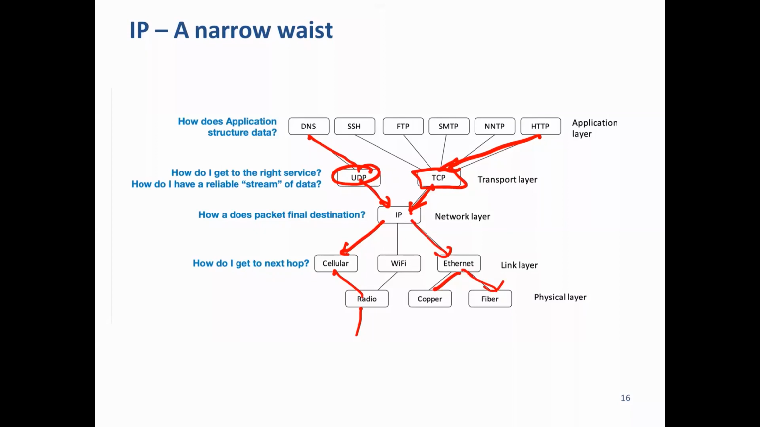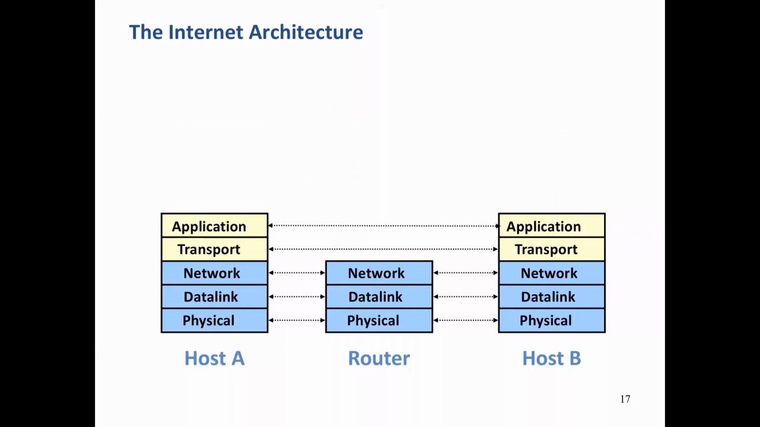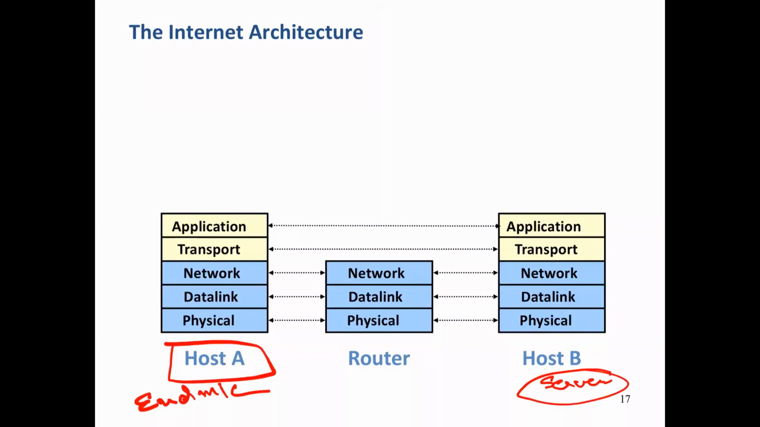All right. So now we can represent this same thing as follows. Now this is host A, that's an end machine, like your laptop. This is host B, this could be a server, say a Google server, Amazon server or something. And in between is the router. Okay, now you can see some difference, right?